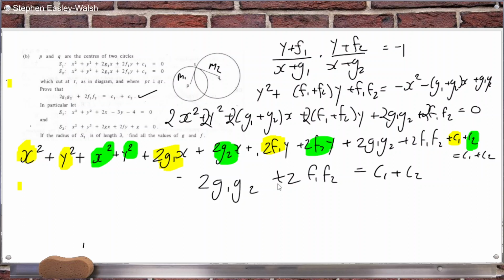Okay, good. And they've given us particular S1 and S2 now. They say if the radius of S2 is length 3, find all the values of G and F. Okay, so all the values of G and F. Interesting. Which in this equation here. Okay, so let's see.